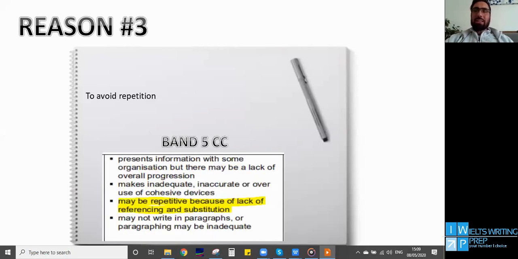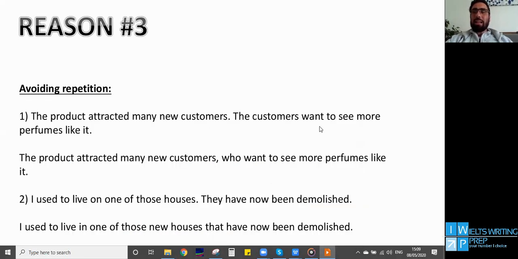Now, also, as Hiba said, to avoid repetition. So here for a Band 5 in CC, what does it say? I'm sure you all don't want a Band 5. I'm sure that's not why you're attending this lesson. It says: may be repetitive because of lack of referencing and substitution. So if we say, take a look at the sentences, the product attracted many new customers. The customers want to see more perfumes like it. So here we have customers and customers. Instead of repeating words again, we can use defining and non-defining relative clauses to avoid repetition. Instead of saying customers again, we can say who.